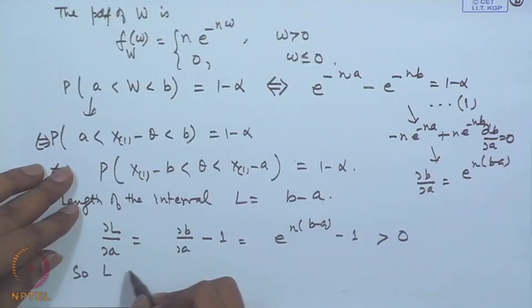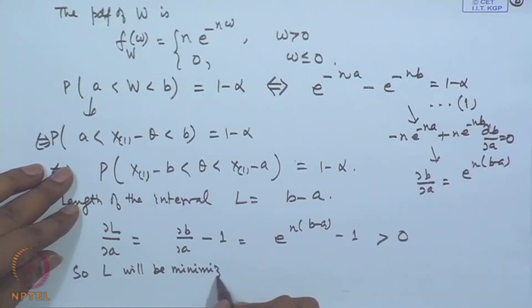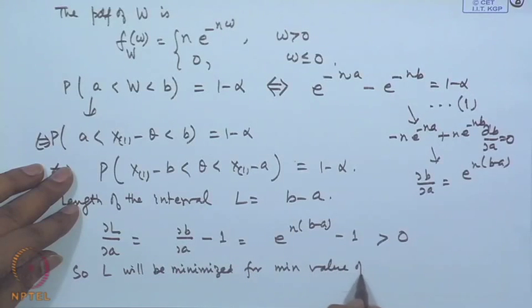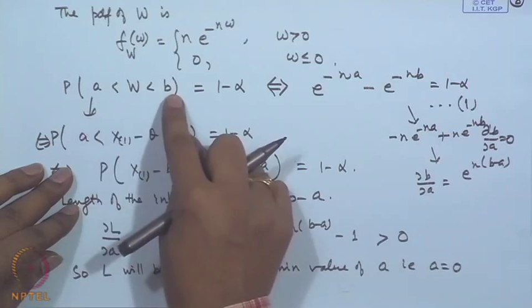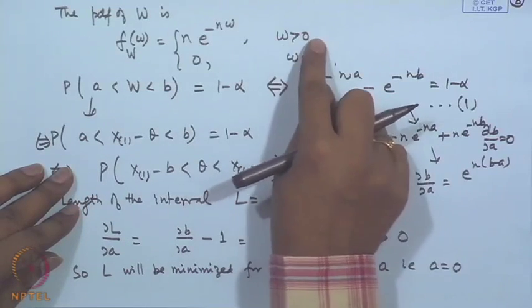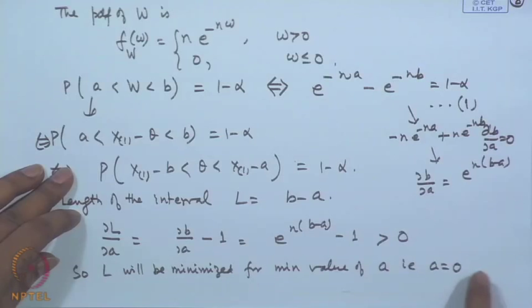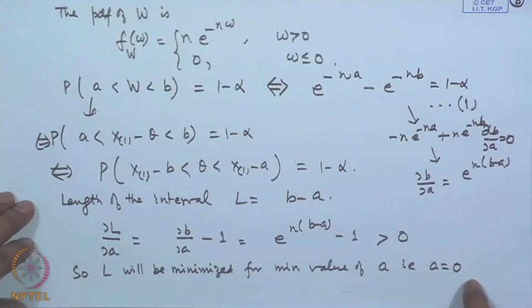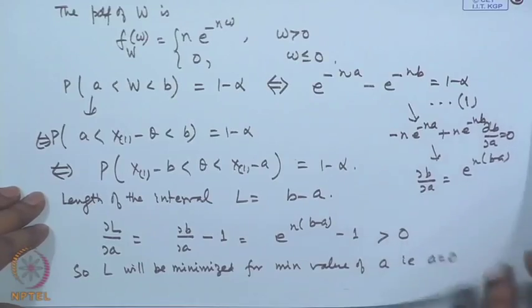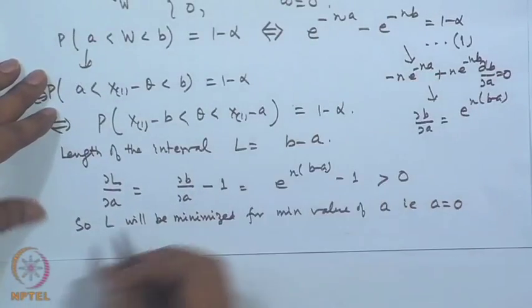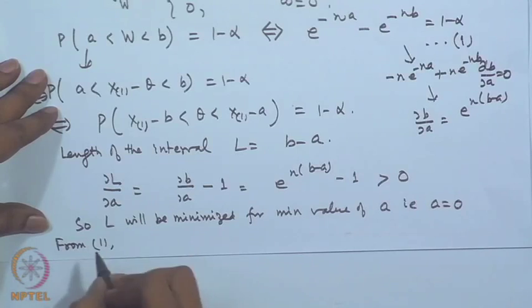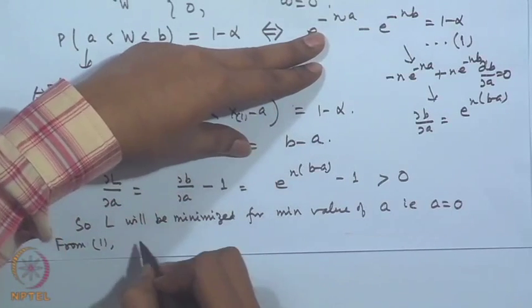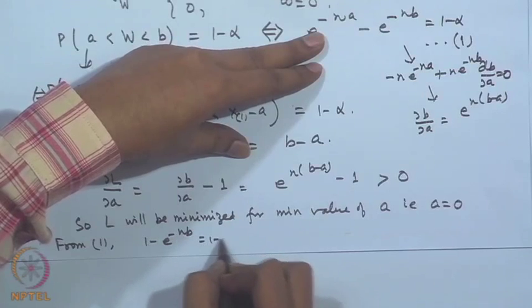So, L will be minimized for the minimum value of a, that is a equal to 0, because I am considering the interval from a to b for W and the range of W is greater than 0. So, the minimum value of a can simply be 0 itself. If I put a equal to 0 in this one, this will give me 1 minus e to the power minus nb is equal to 1 minus alpha.